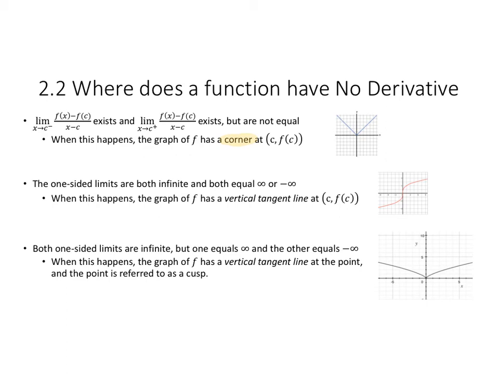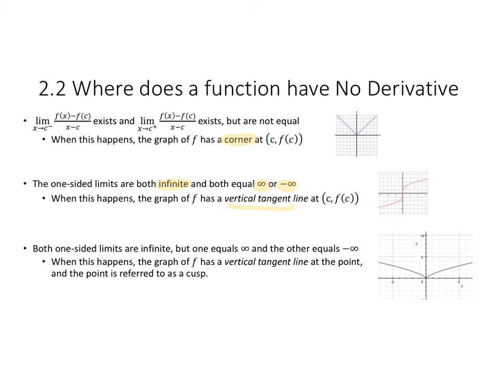Next, we have when one-sided limits are both infinite and both equal infinity or negative infinity. When this happens, the graph has vertical tangent lines. So as you can see, an example of that is a cubed root function.